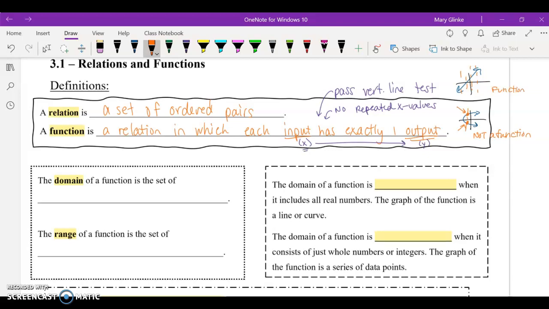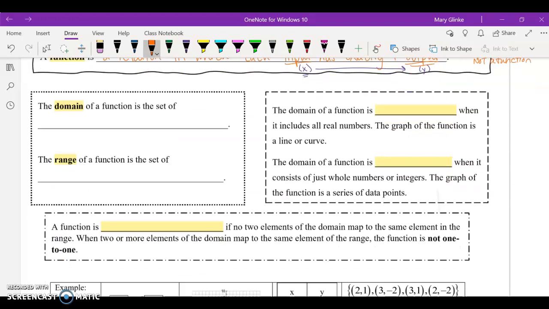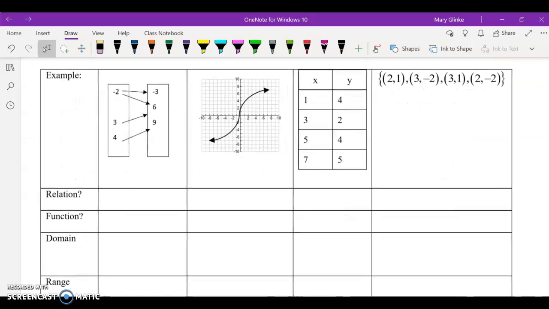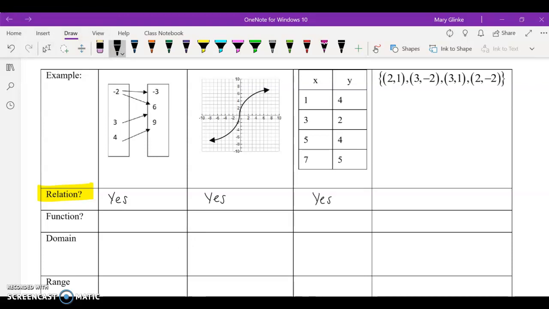So what we're going to do is, based off of the definition of relation and function, fill out those two parts in these first four examples. Looking at this, the first question is, is it a relation? Anything that has an input or an output or an x and a y or a mapping is going to be a relation. So everything here is a relation because it relates an x to a y value.